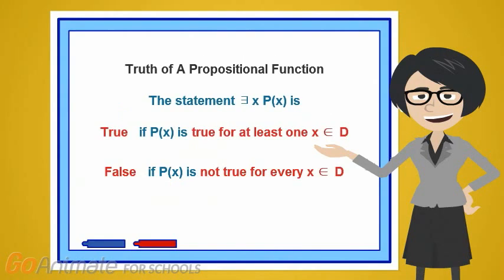The statement, there exists an x such that P(x), is true or false depending on the value of x. The statement is true if P(x) is true for at least one element x in D. The statement is false if P(x) is not true for every x in D.